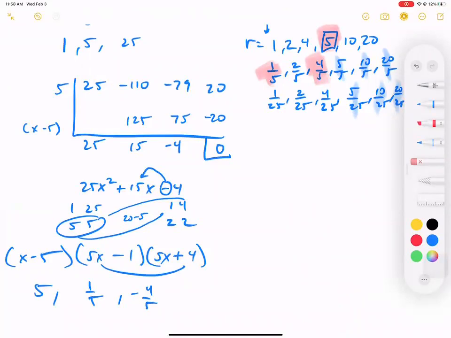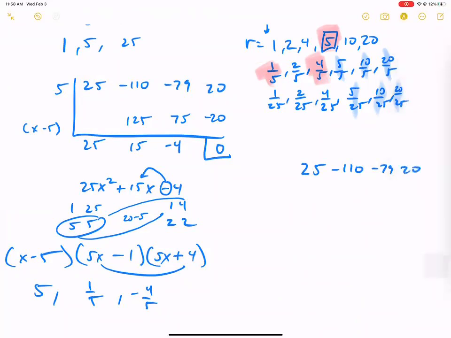Okay, let's do the same problem. I'm going to say 25 minus 130 plus 25. And I'm going to go ahead and do one more problem here. Same exact problem like you did before. I'm going to take out negative 4 over 5 because I want to show you it works.